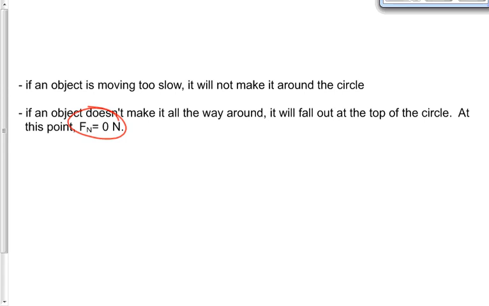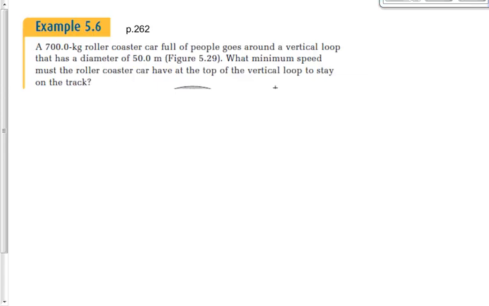That leaves us with one example here. A 700-kilogram roller coaster full of people goes around a vertical loop that has a diameter of 50 meters. Careful with that. The diameter is 50 meters. We want the radius, right? So the radius is 25.0 meters. What's the minimum speed at the top of the circle to stay on the track?